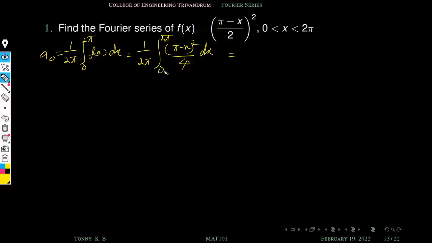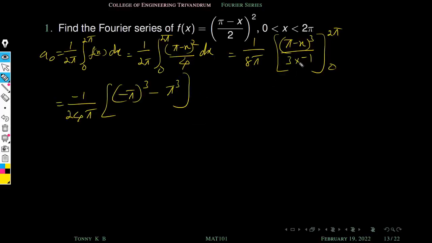So this becomes 1 by 2 pi integral 0 to 2 pi (pi minus x) square by 4 dx. 4 is a constant, you can take it outside. So this becomes 1 by 8 pi. The integral of (pi minus x) square is (pi minus x) cube by 3, divided by the derivative inside. The derivative is minus 1. Next you substitute the upper limit and lower limit. So minus 3 constant, you can take outside. So this becomes minus 1 by 24 pi. When x equal to 2 pi, this becomes (minus pi) whole cube, minus when x equal to 0, this is pi cube.